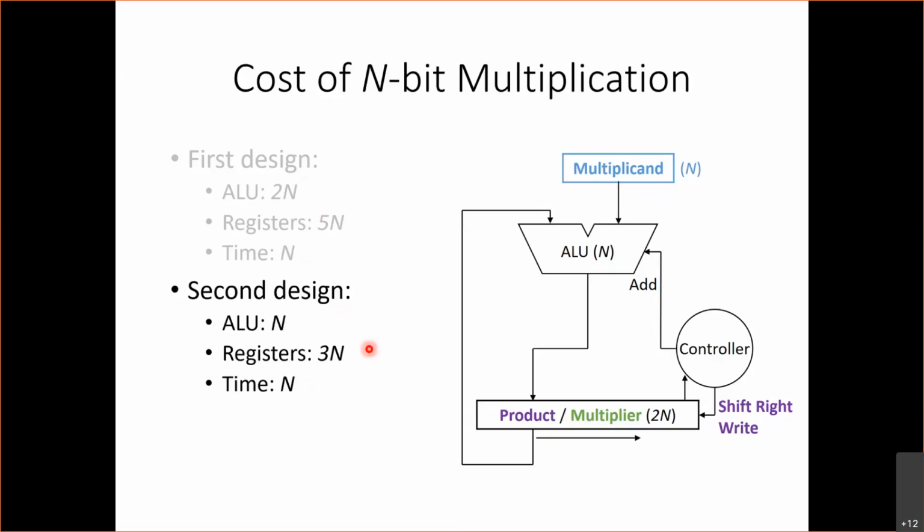Okay. All right. Now let's look at one final thing. So can we do better? Can we go faster? If we care about speed, we don't care about hardware cost. If we care about finishing the multiplication as fast as possible, even if that means using more hardware, can we go faster than this? And the answer is we can.